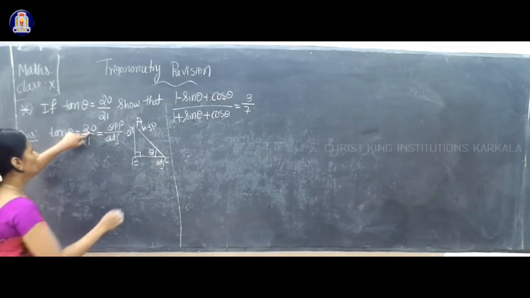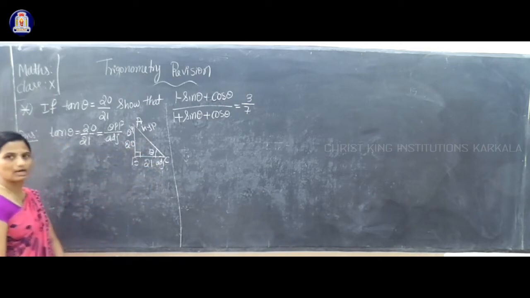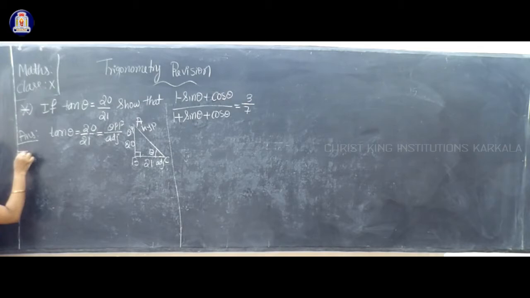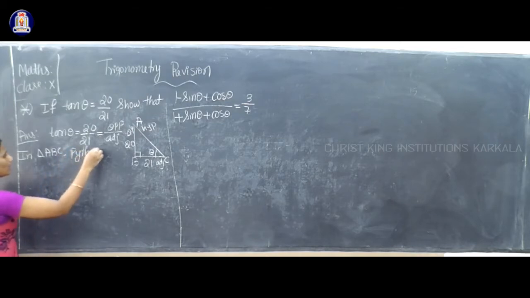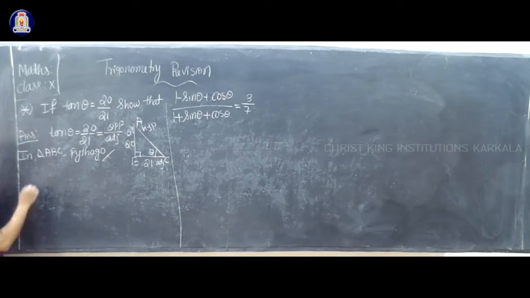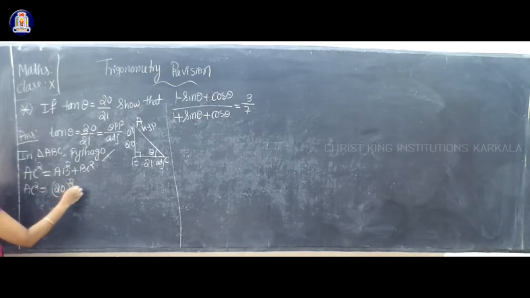Now what is given? Opposite side is 20, adjacent side is 21. So find the hypotenuse side. How to find it? In the right angle triangle ABC, it is the Pythagoras theorem. What is the Pythagoras theorem? Hypotenuse square, AC square, is equal to AB square plus BC square. AC square is not given. AB square is 20 square plus BC square is 21 square. So now AC square is equal.